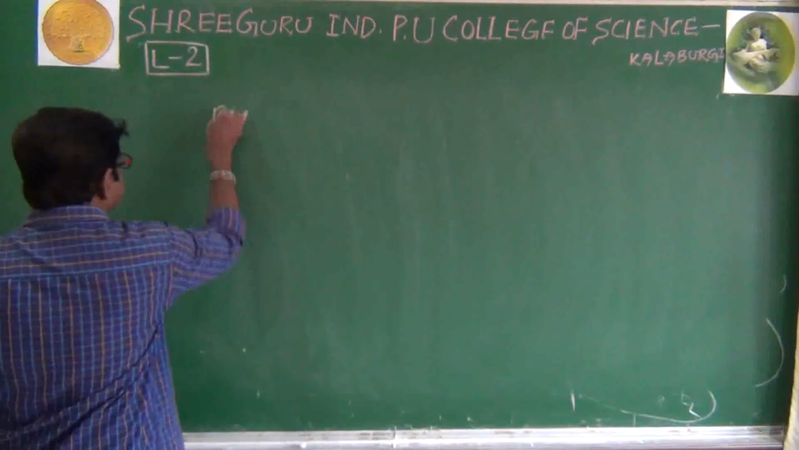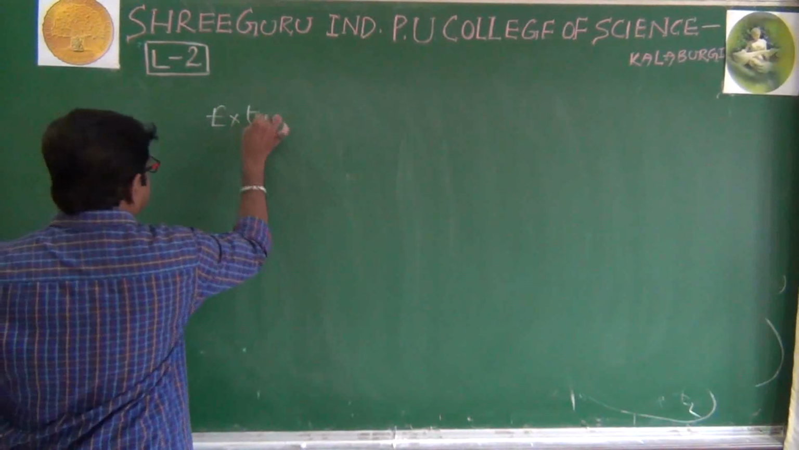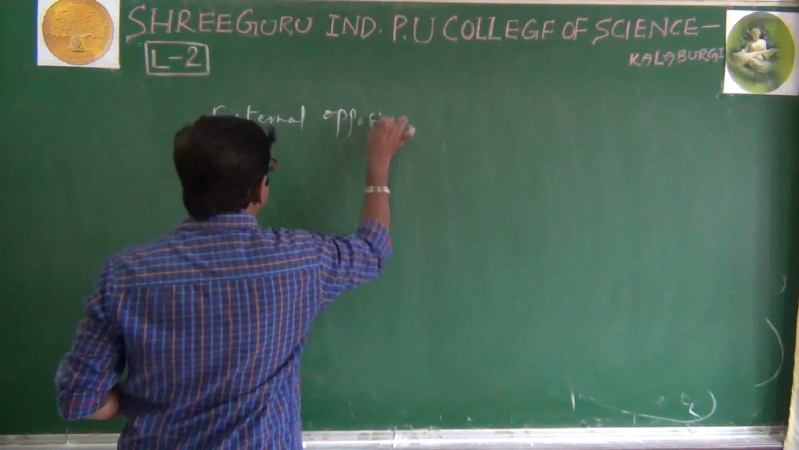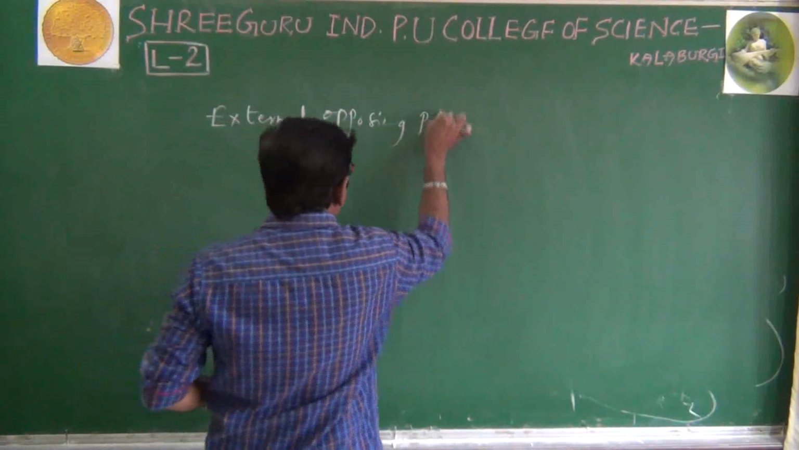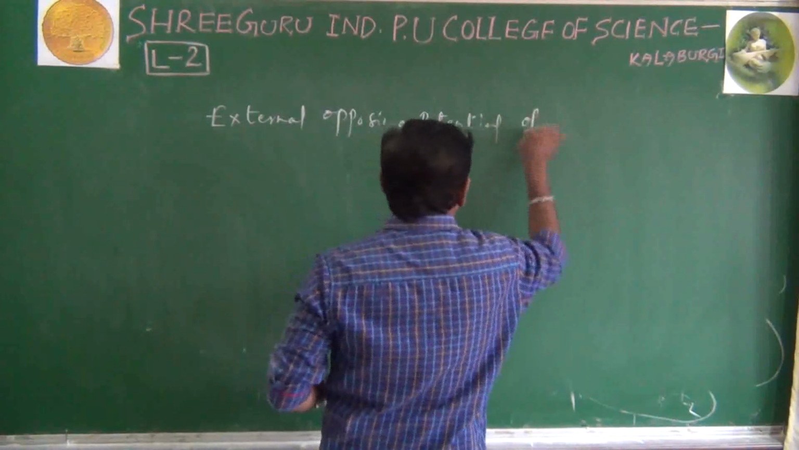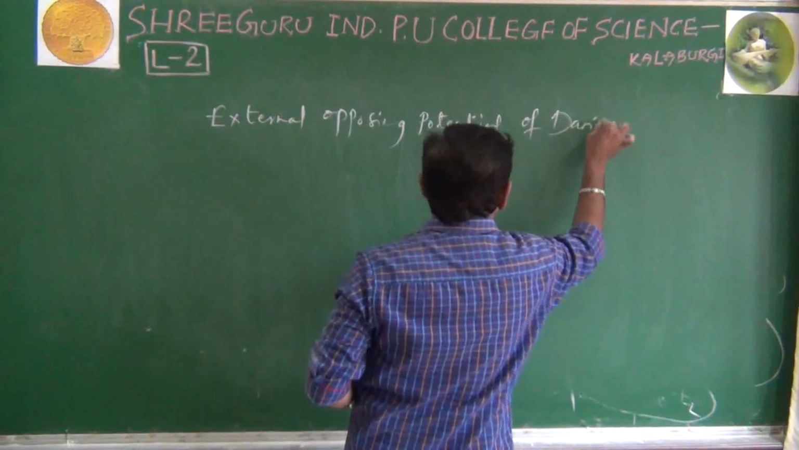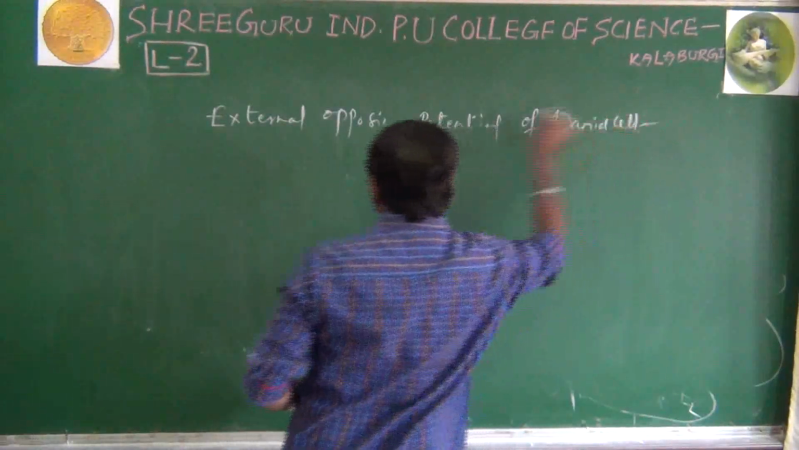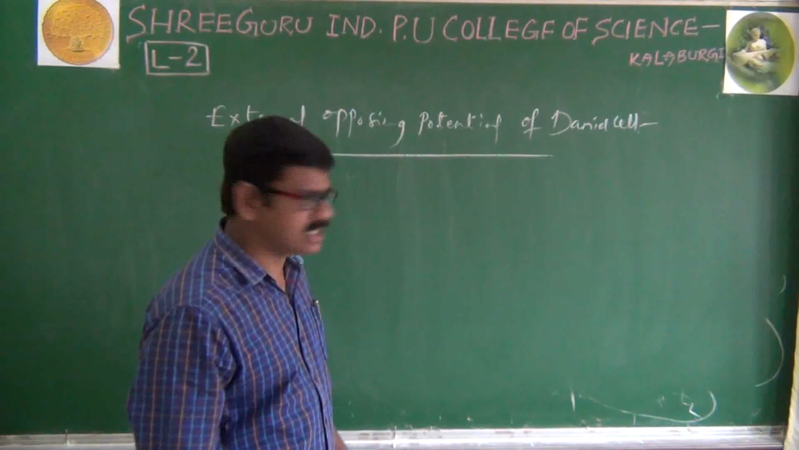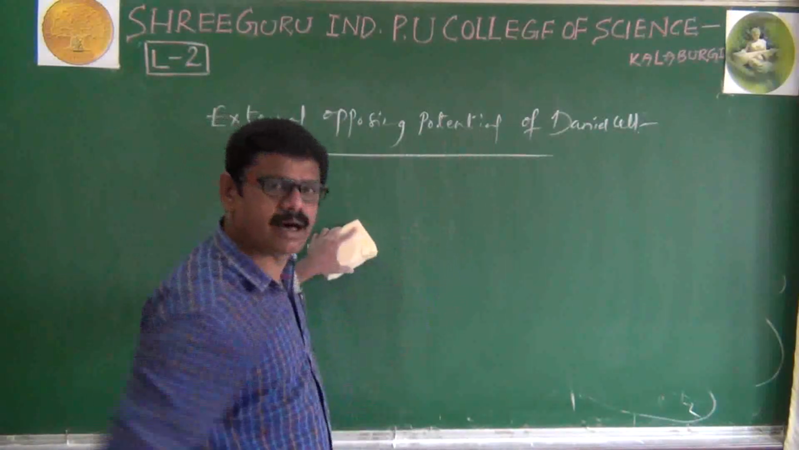Next we will discuss the external opposing potential of a Daniell cell. External opposing potential of a Daniell cell. What is external opposing potential and how does it influence the Daniell cell?